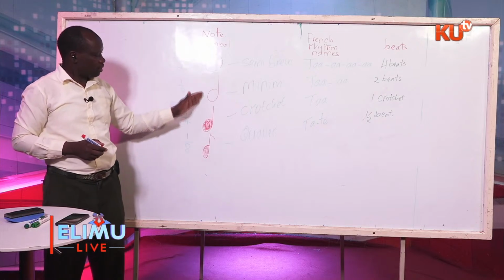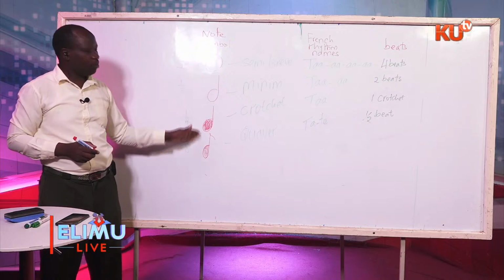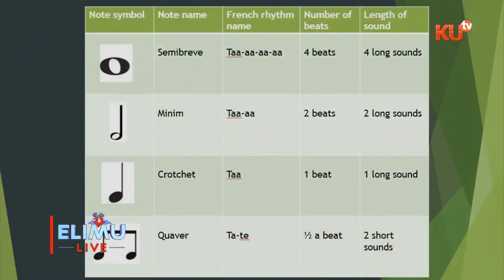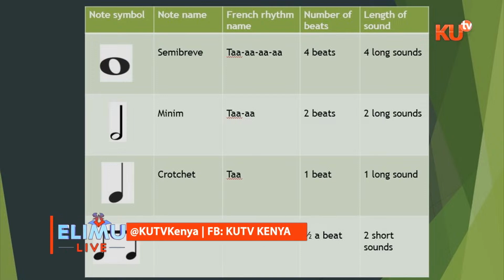After having looked at the symbols and we've drawn them, remember we said you should be able to draw them correctly. After being able to draw them correctly, we looked at their note names. The first one is called semi-breve, the second one is called minim, the third one is crotchet, and the last one is quaver. Make sure you know the names of these musical notes correctly. Then we have the French rhythm names for these notes.